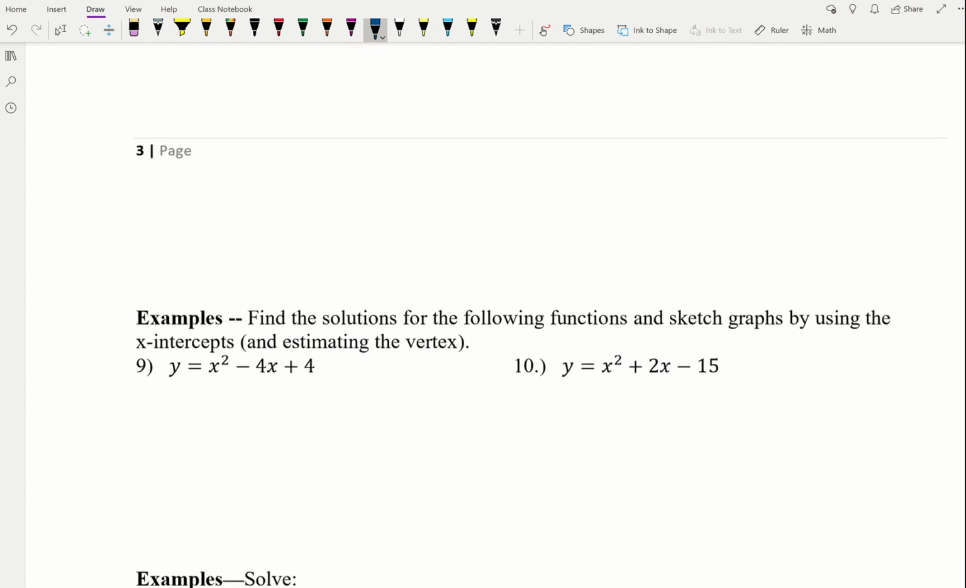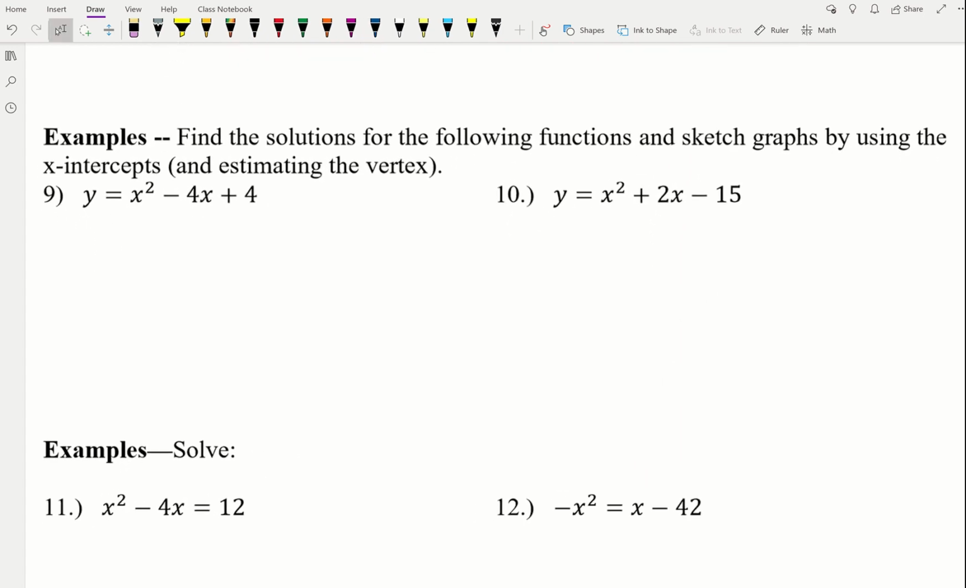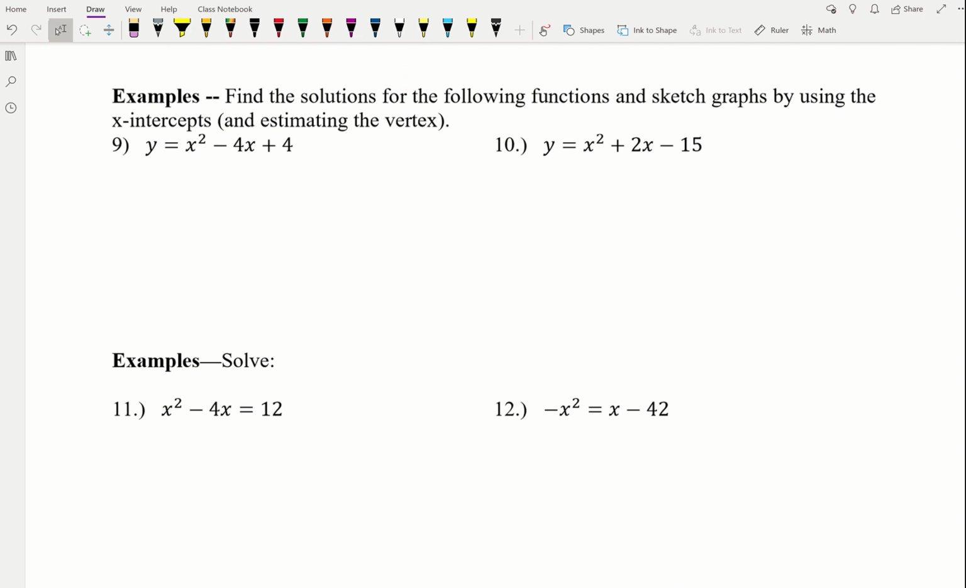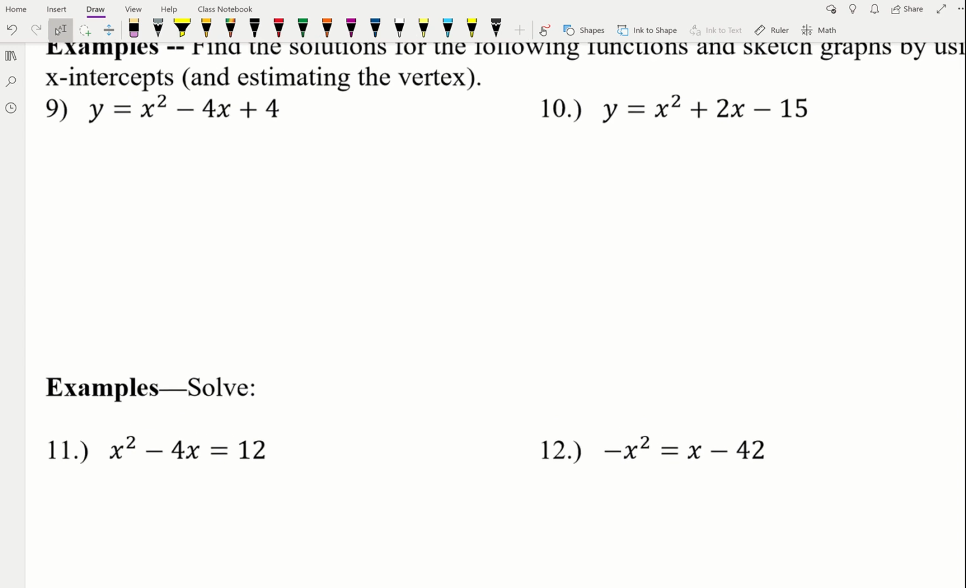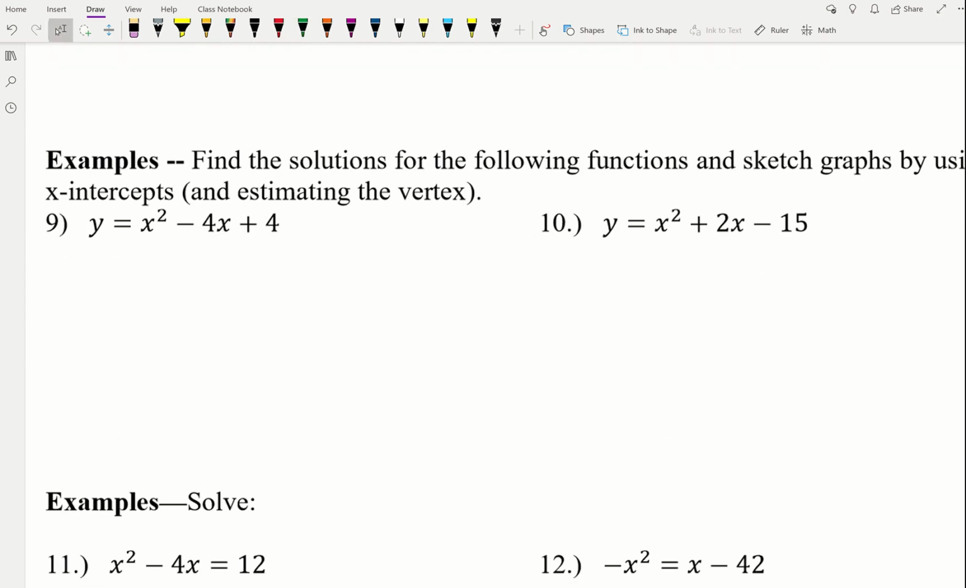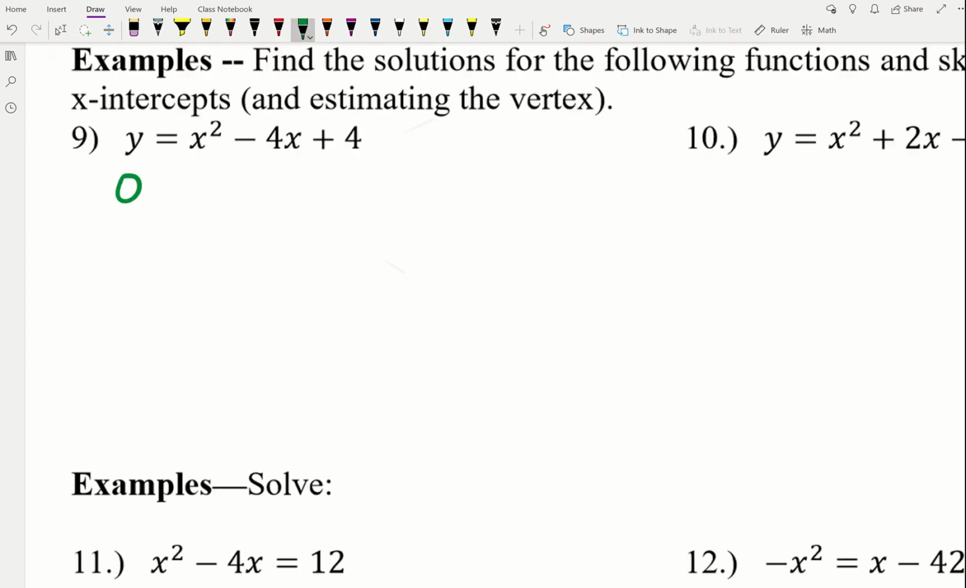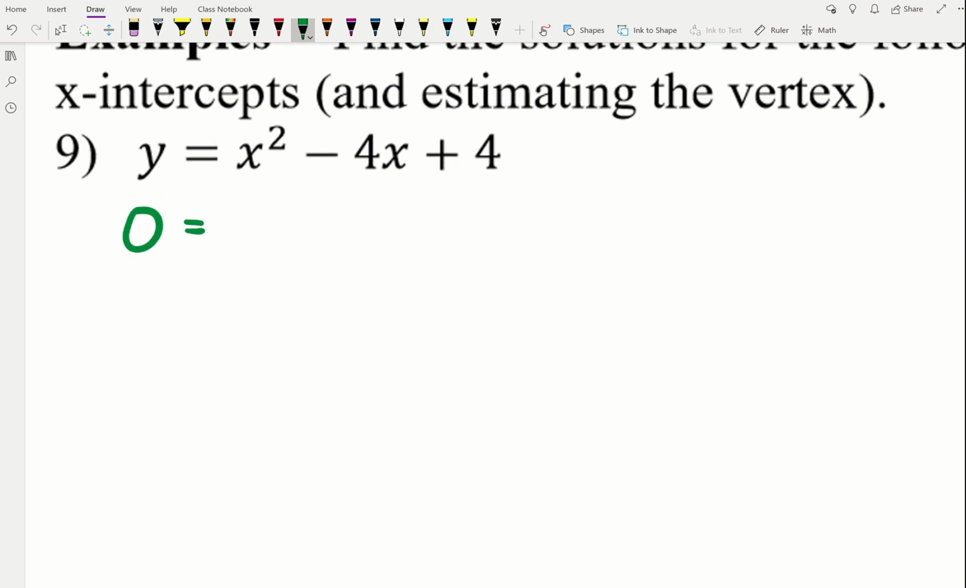Now, we've got a couple other problems here. Number 9 says, find the solutions for the following functions and sketch graphs by using the x-intercepts and estimating a vertex. So what I'm thinking here is, we want to find the solutions, so we're going to set it equal to 0. That's the first thing that comes to mind. Then we're going to try to factor, only this time there is no greatest common factor. So the next thing to do when there's trinomials is to set up two binomials.